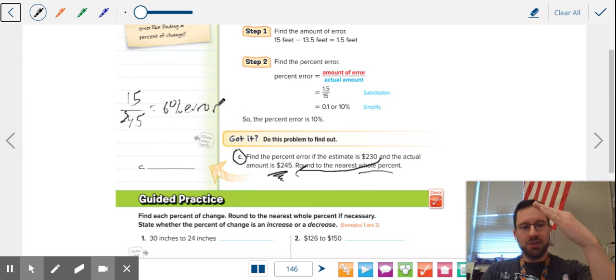You know how to find percent of increase, percent of decrease, and percent of error. They're very closely related. Find the difference between the two amounts, and then is it an increase, a decrease, or an error? It's the difference over the starting amount, or it's the difference over the actual amount.